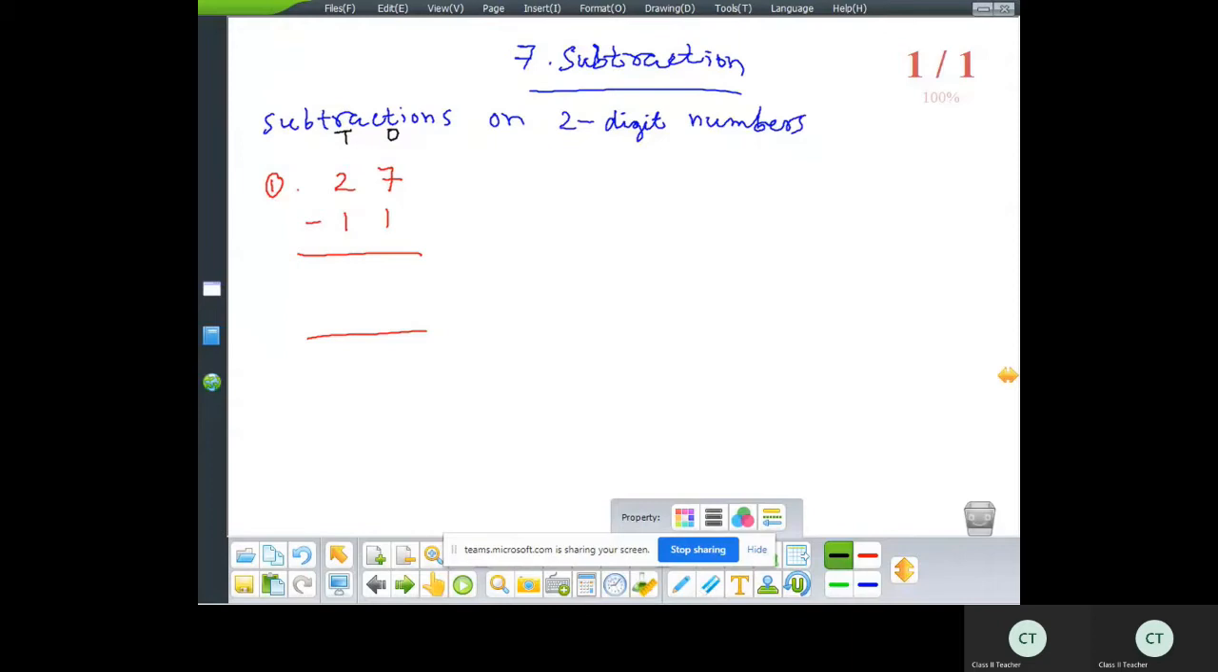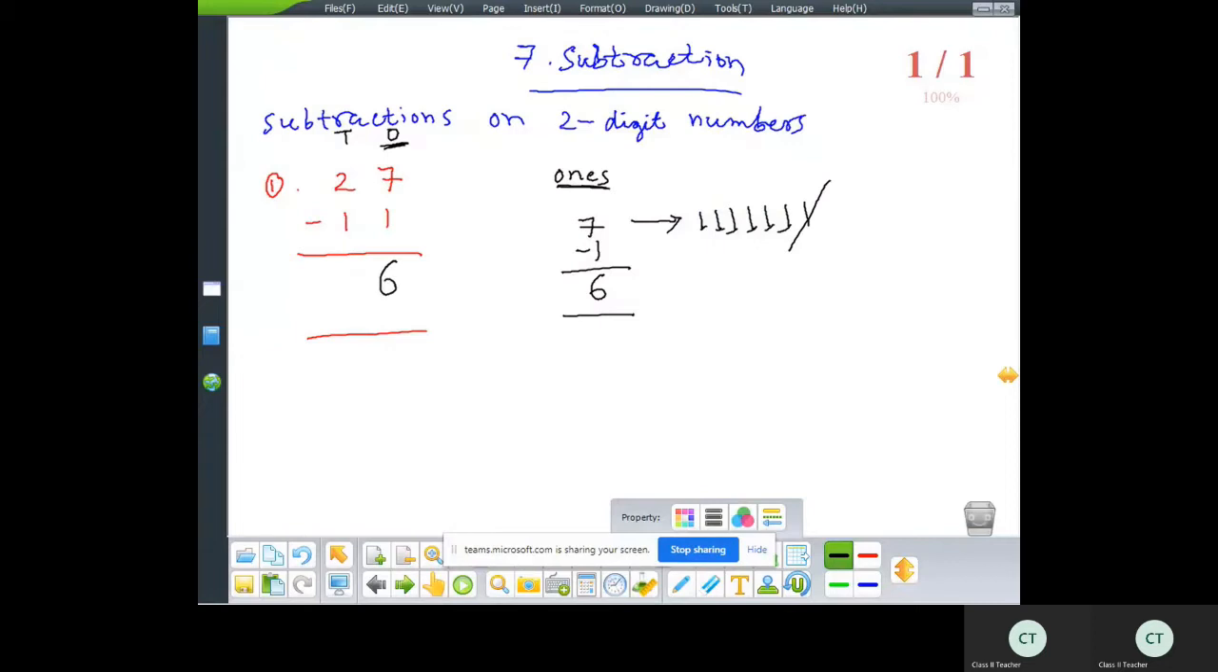Now subtract ones. 7 minus 1. These two digits are from the ones place. From 7 we subtract 1. 1, 2, 3, 4, 5, 6, 7. We cut 1. After cutting 1 from 7, there are 6. 7 minus 1 is equal to 6.